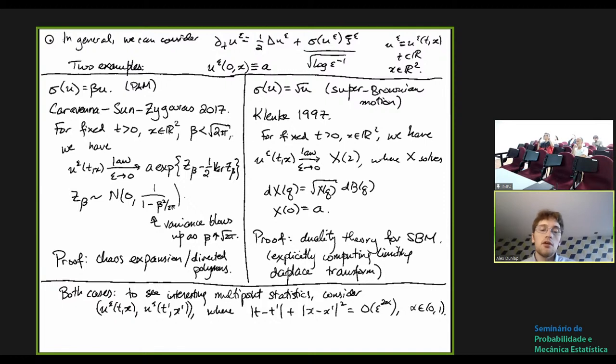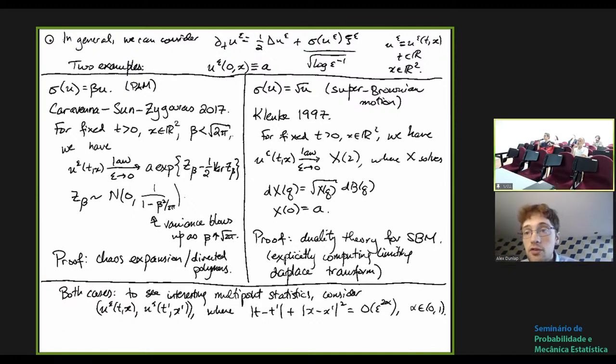So if you look at two points that are macroscopically separated, the solutions will become sort of independent of those two points. But if you want to see interesting correlations, you should look at points that are separated by some algebraic distance in epsilon. So you look at two points that are very close together, then you'll see non-trivial correlations for these two points, right? So this was proved in both of these results.